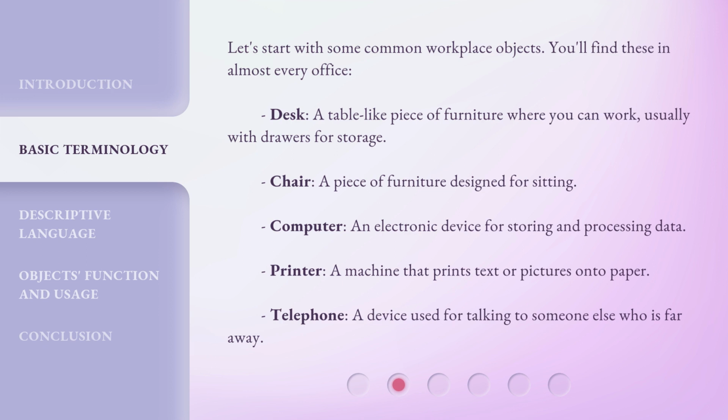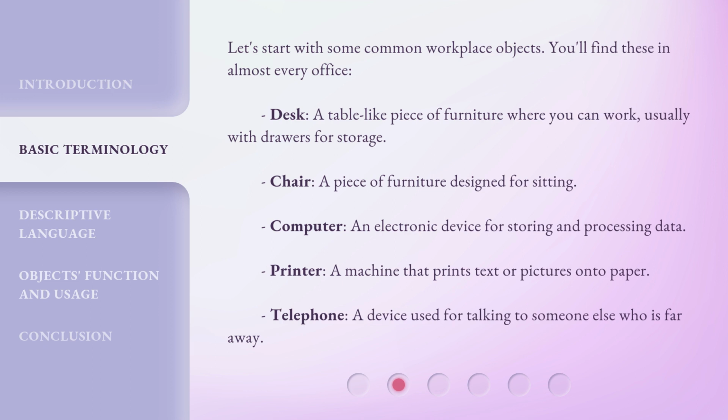Let's start with some common workplace objects. You'll find these in almost every office. Desk. A table-like piece of furniture where you can work, usually with drawers for storage. Chair. A piece of furniture designed for sitting. Computer. An electronic device for storing and processing data.